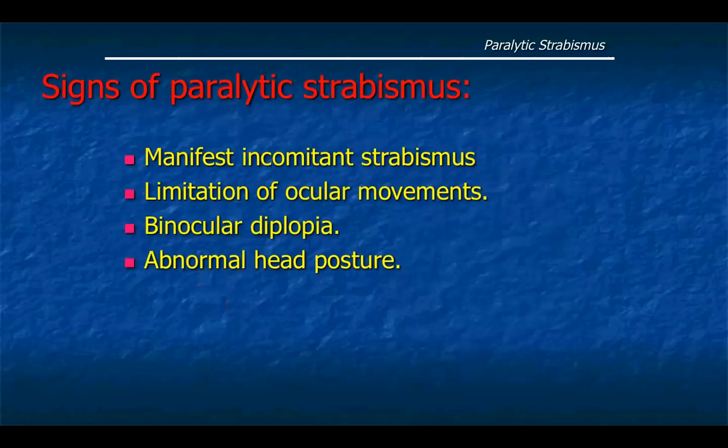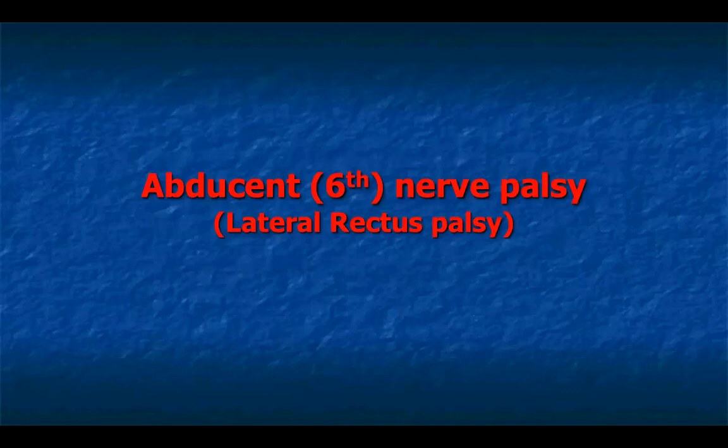So to summarize, for signs of any form of paralytic strabismus, we talk about 4 points: a manifest incomitant strabismus, limitation of ocular movements, and binocular diplopia that's overcome by an abnormal head posture. The first cause of paralytic strabismus is paralysis of the abducent or the sixth cranial nerve, or a lateral rectus palsy.